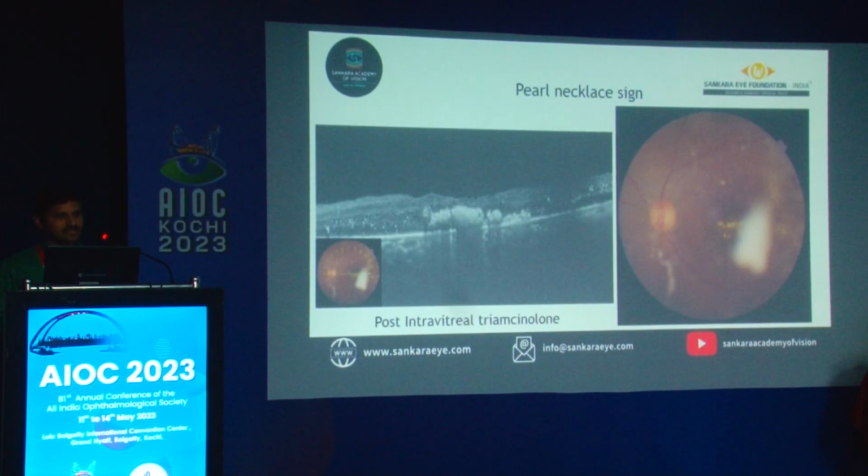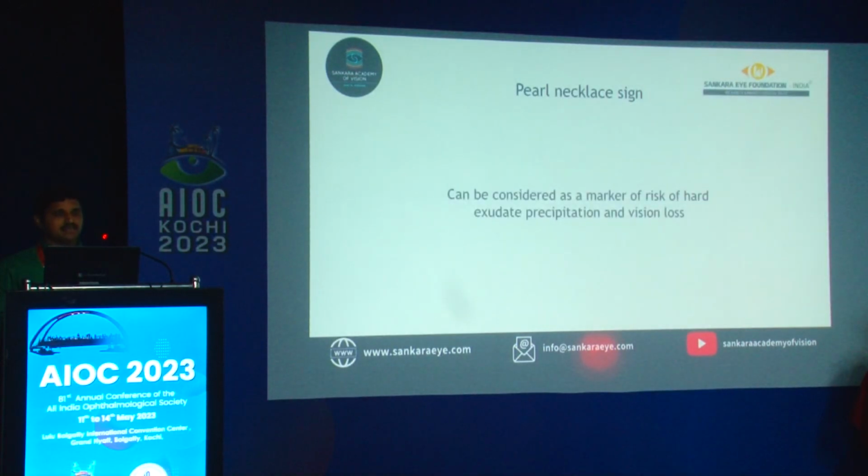Post injection with triamcinolone in this case, we could see that there was precipitation and aggregation of hard exudates at the center. The patient actually maintained a vision of 6/60 and did not show any reduction in vision, but it has been reported that the presence of the pearl necklace sign can be considered a marker for the risk of hard exudate precipitation and vision loss following therapy. There are a few small series in which they have noted that those with the pearl necklace sign developed vision loss due to precipitation and aggregation of hard exudate at the center of the fovea following injection.